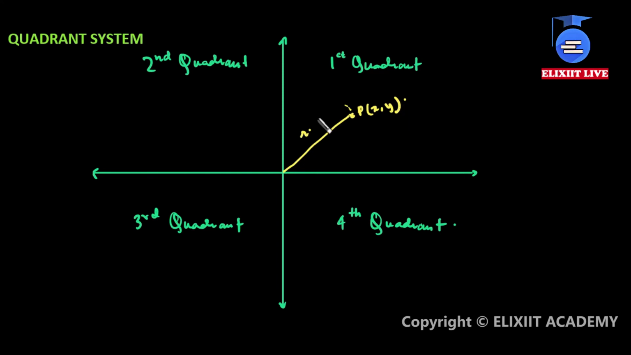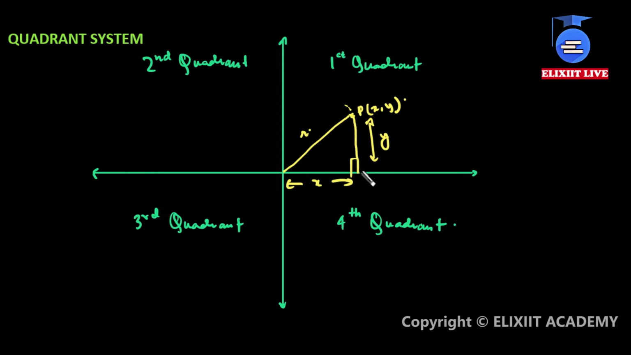So I consider this distance as R. I drop a perpendicular from here on the x-axis. This distance is x, and this distance is y. What we are going to do is define sine theta and cos theta for each of these quadrants. Simple.